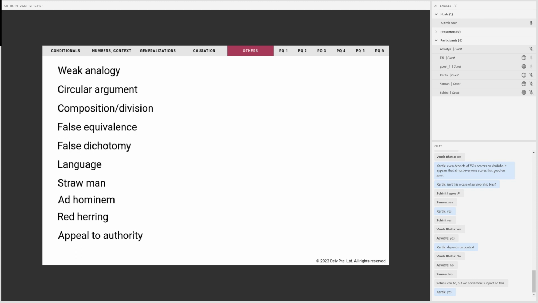Quick check. Any of these terms that anybody is not sure about and wants to discuss right now? Or if you're good to go for practice questions, just let me have a yes in the chat window.